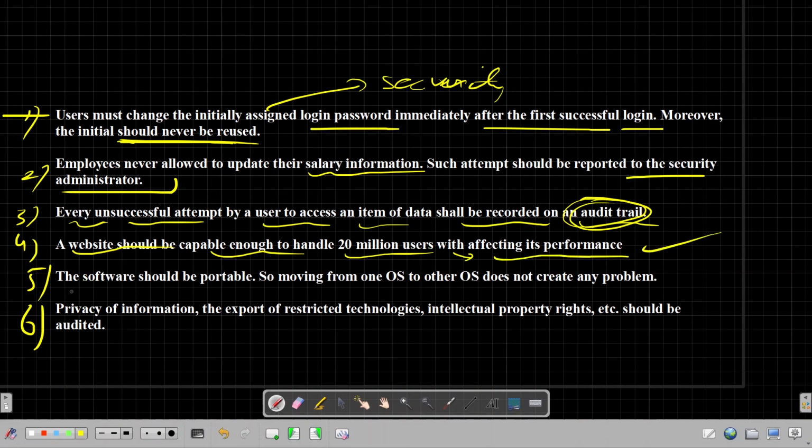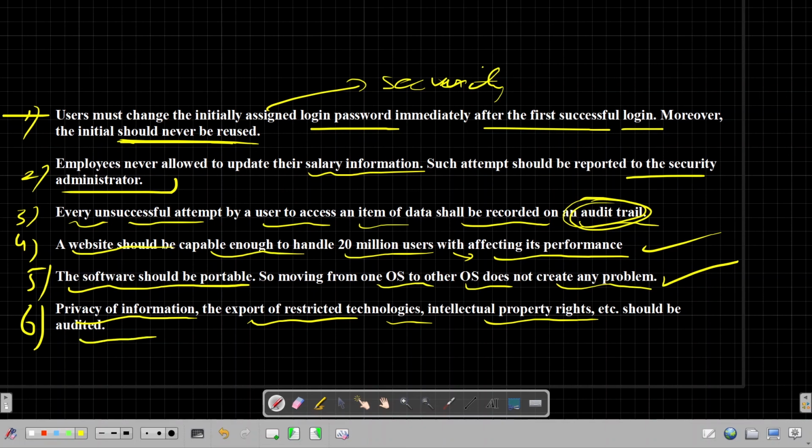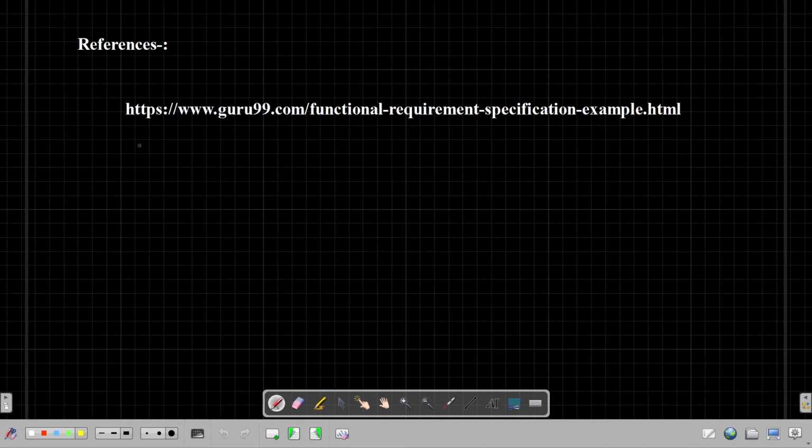The software should be portable. So moving from one OS to another OS does not create a problem. This is also self-explanatory. The privacy of information, the export of restricted technologies, intellectual property, etc. should be audited. So these are some of the examples of non-functional requirements. I have referred to this website for the theoretical guidance for this topic. You can browse this link if you want more information, or in case I missed anything.